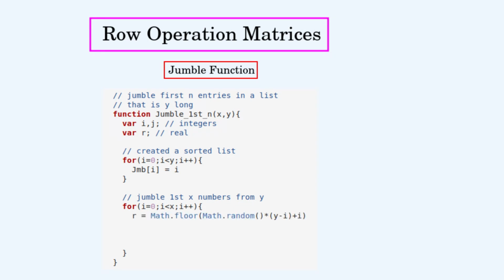We'll get a random number from the non-jumbled part of the list. Then we'll swap the two numbers, the one located in the non-jumbled part of the list and the head of this list, and then work our way through the list until we've jumbled all of the numbers that we want. The first X numbers in this list are guaranteed to be random and different.